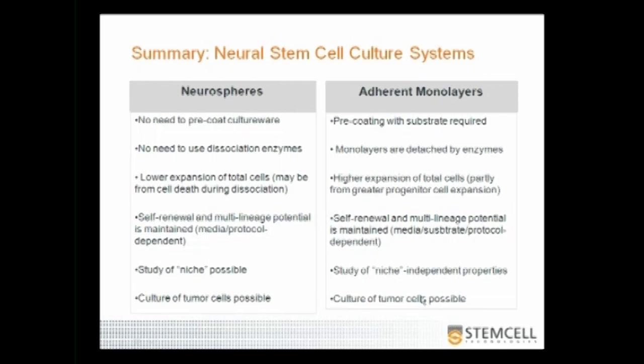The Neurosphere and Adherent Monolayer culture systems both support the population of cells that have the ability to self-renew and demonstrate multi-lineage potential, indicating that neural stem cells can be isolated in both systems. The Neurosphere culture system allows you to study neural stem or progenitor cells within a niche-like microenvironment, mimicking the microenvironment of the mammalian brain, while the adherent monolayer system allows you to study these cells in a niche-independent way. Both systems allow you to isolate tumor-initiating cells or tumor stem cells.